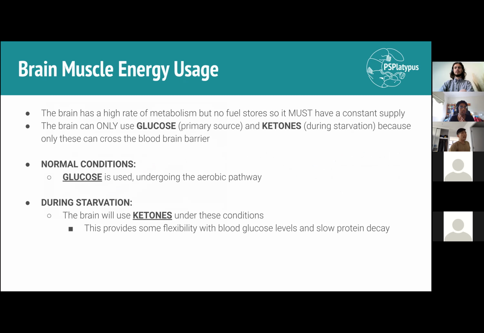As the brain has a highly selective barrier known as the blood-brain barrier, only glucose and ketones are able to cross it to provide energy to the brain. Glucose is the primary source and ketones are the secondary source used during starvation. Glucose usually undergoes the aerobic pathway, and during starvation, the brain will use ketones. This allows the brain to maintain its energy sources even in extreme conditions.